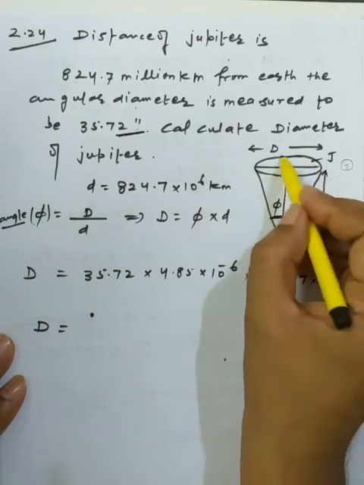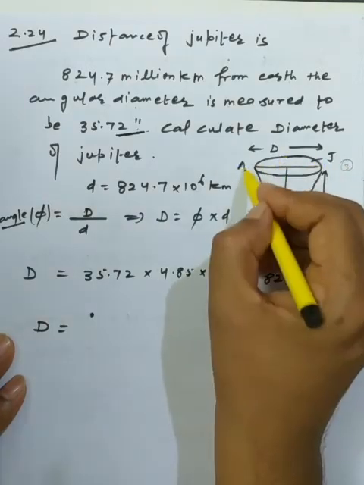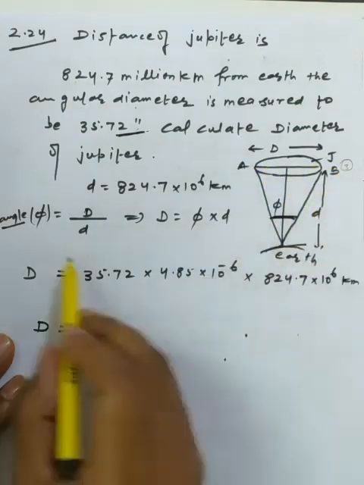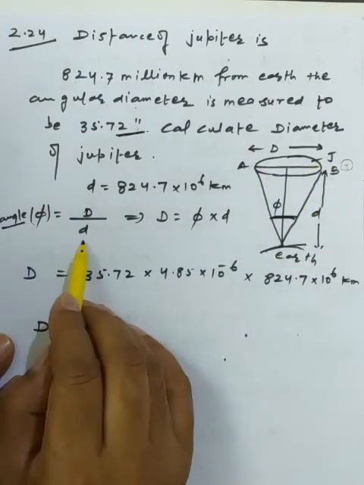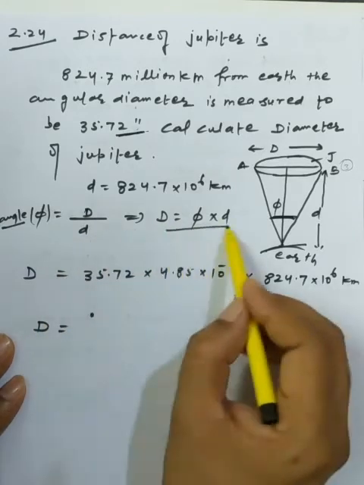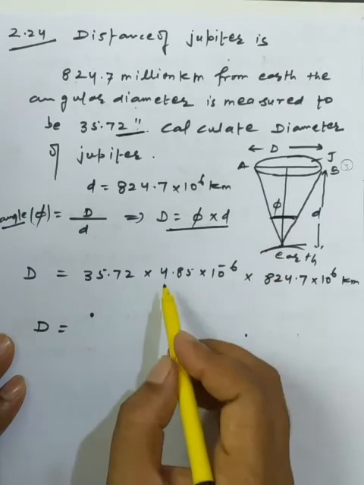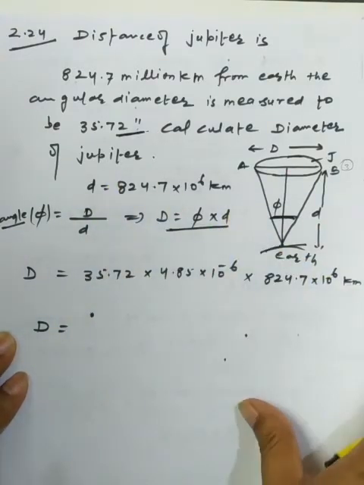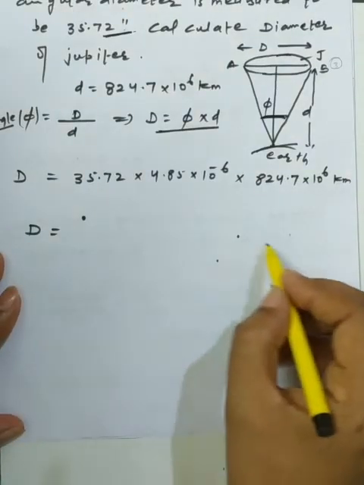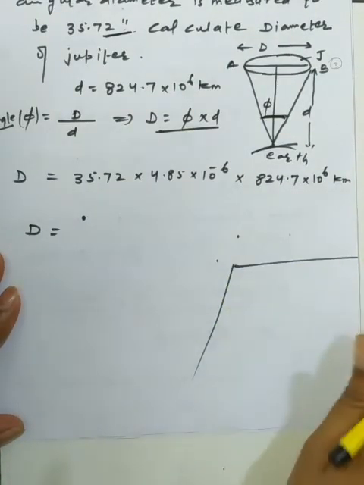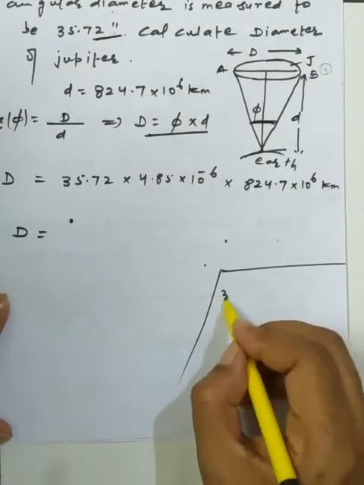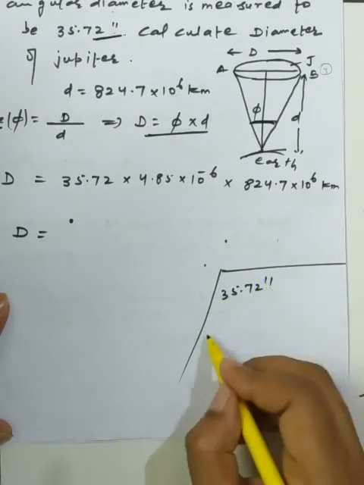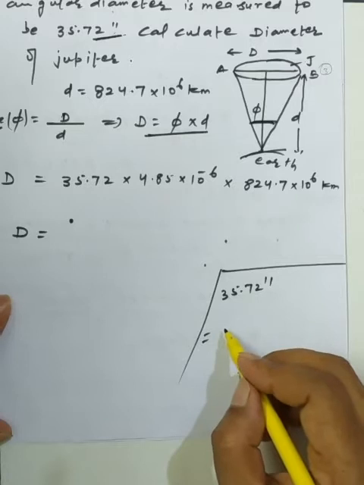So the arc is playing the role of the diameter. This is the diameter of Jupiter, that is called AB. In the simplest way you can write the formula, angle is equal to arc upon radius, and we have to find out the diameter of Jupiter. So we separate the formula and keep the values of the angles here. What I have done is convert the seconds into radian, because we can't directly use 35.72 seconds. So you must first convert into radian.